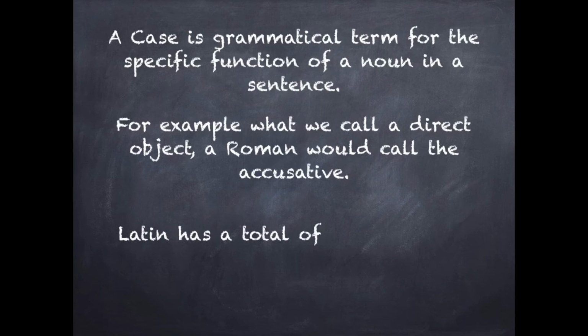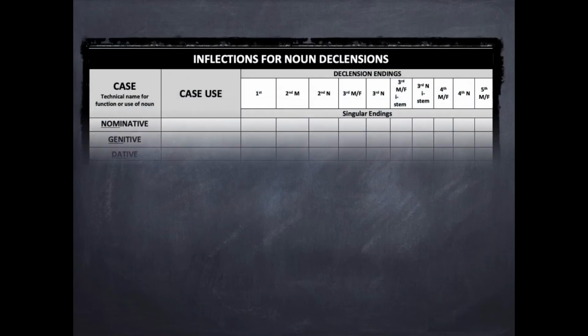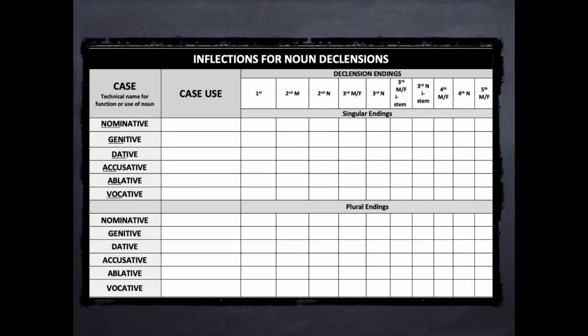Latin has a total of 6 cases. Let's learn about them. This is the part of the lesson that you will need the note sheet which is attached to the lesson. On this chart, you can see on the left side are the names of the 6 Latin cases and also a definition for case, a technical name for function of a noun.